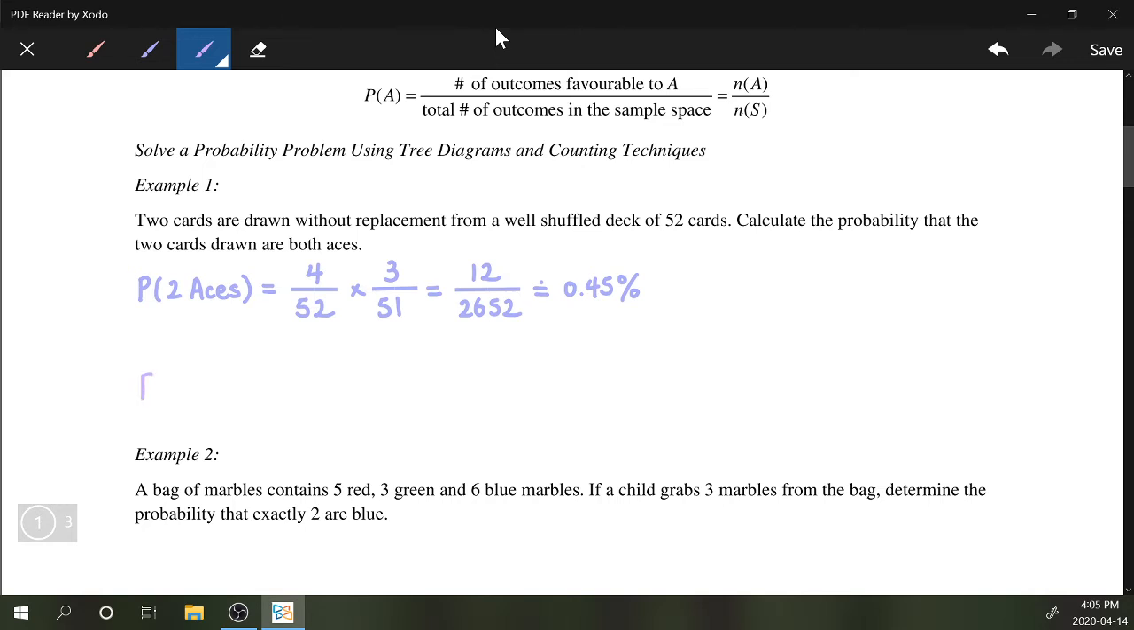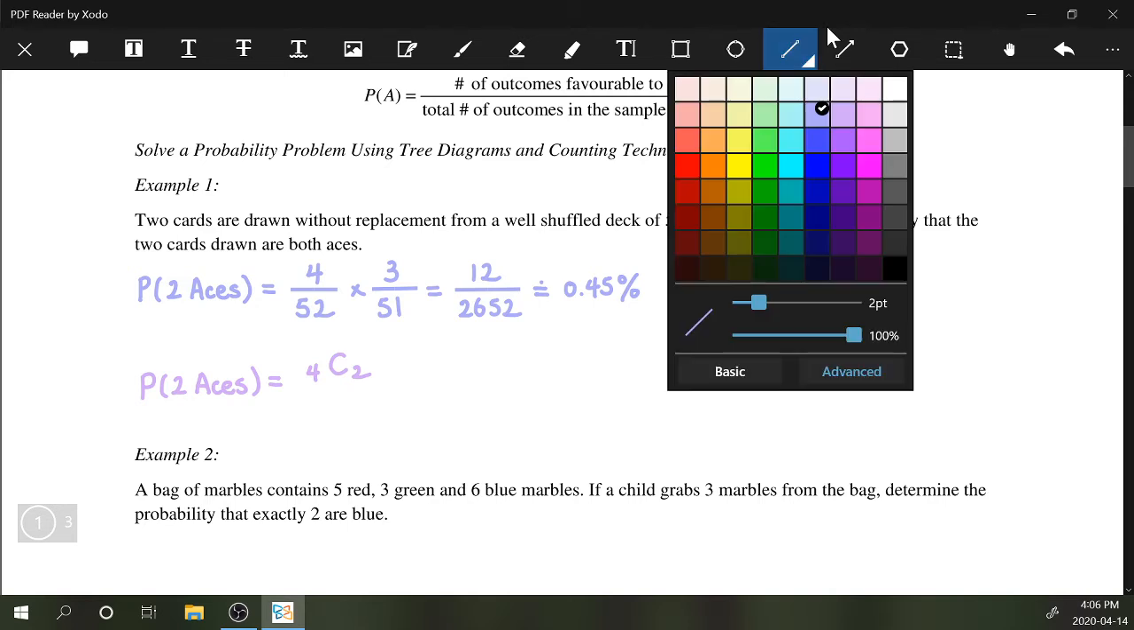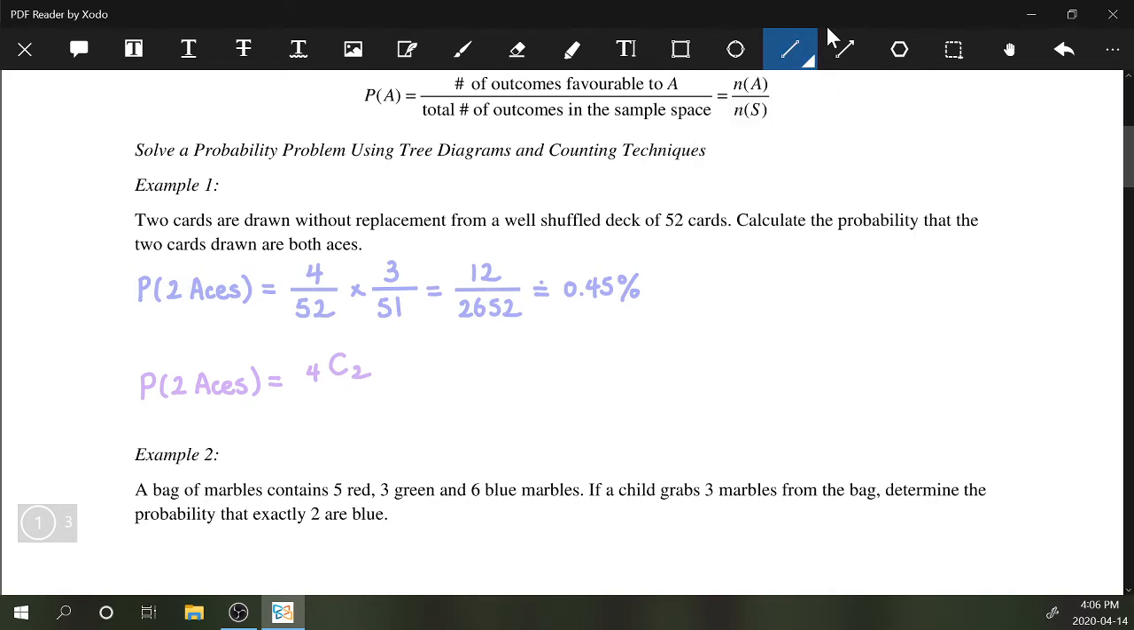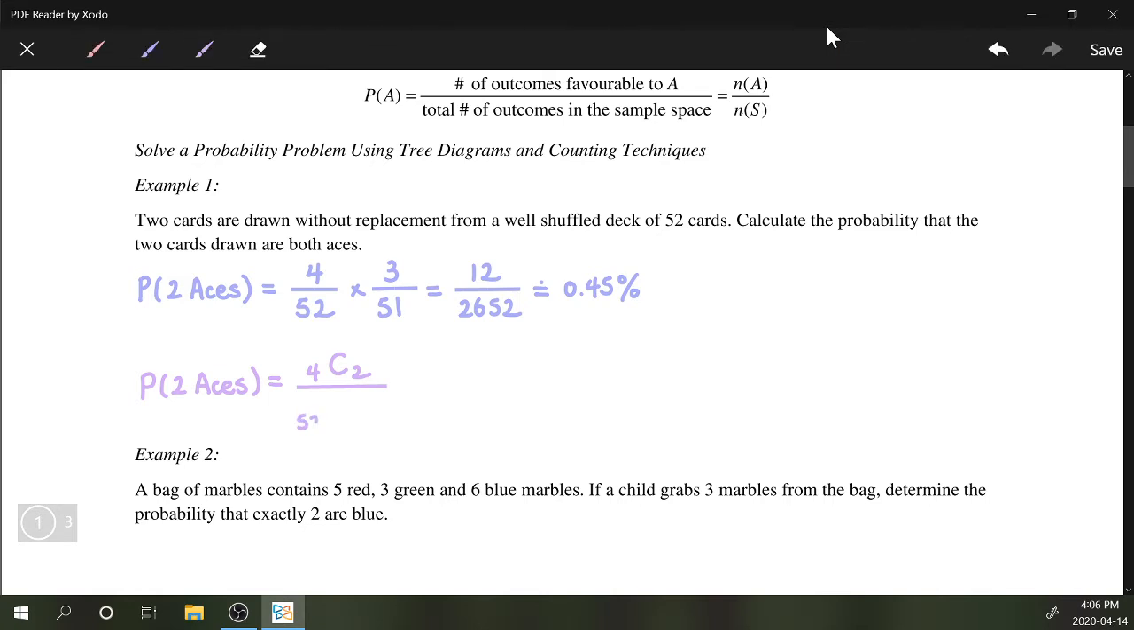Now, the other way of doing this question is to think about it in terms of combinations. So you have four aces in the deck of cards, and you want to choose two of them. Those are what we call the favorable outcomes. Those are the ones we want. Now, the total number of outcomes would just be we have 52 cards and we just draw any two of them, right? So you can see that the 4 choose 2 are the aces and the 52 choose 2 is any two cards.